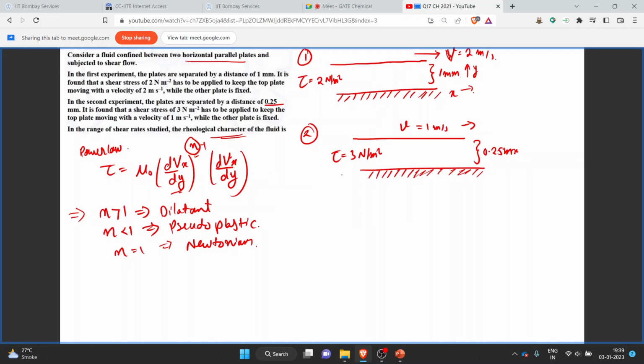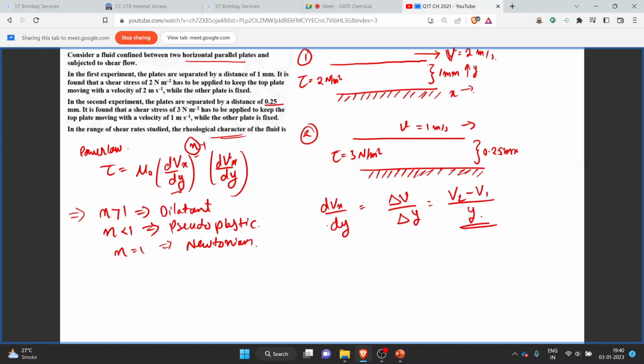So let's do that. First we need to find the value of this dvx by dy. Let's just consider this dy is very small, so we can write this derivative as delta v upon delta y. So we can write v2 minus v1 upon delta y, which is basically this distance, so you can just write it as y. So we will be using this.